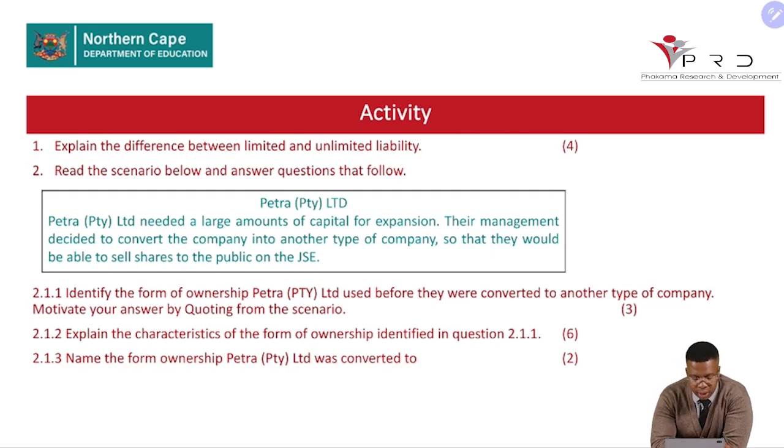Petra Pty Ltd. Petra Pty Ltd needed a large amount of capital for expansion, and their management decided to convert the company into another type of company so that they would be able to sell shares to the public on JSE. Then 2.1.1, identify the form of ownership Petra Pty Ltd used before they were converted to another type of company, and motivate your answer by quoting from the scenario, and then explain the characteristics of the form of ownership identified in 2.1.1 and name the form of ownership Petra Pty Ltd has converted to.